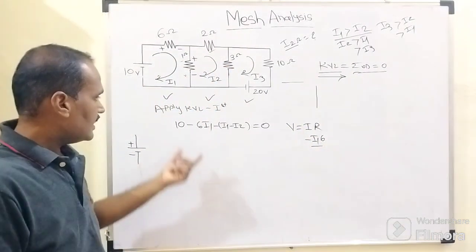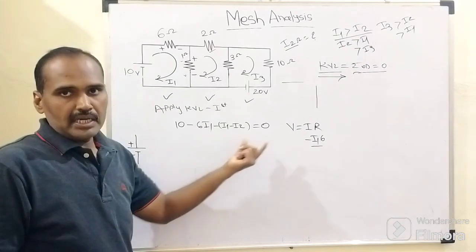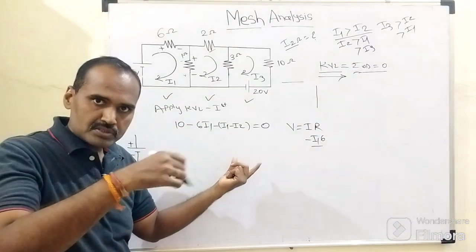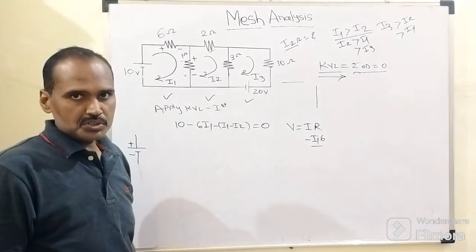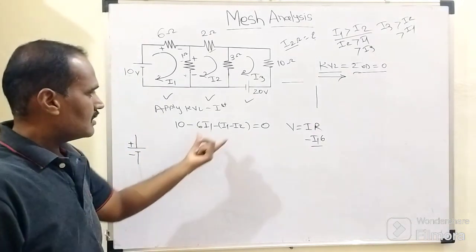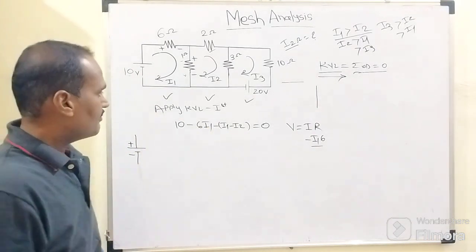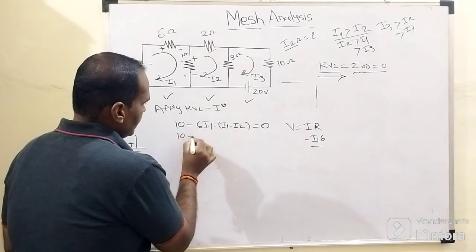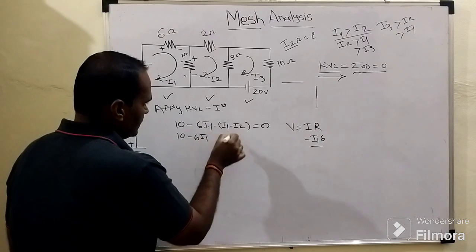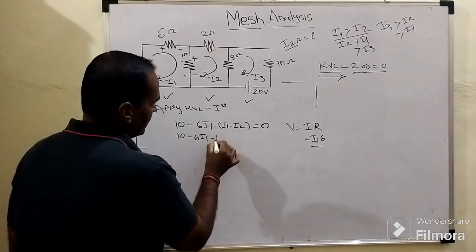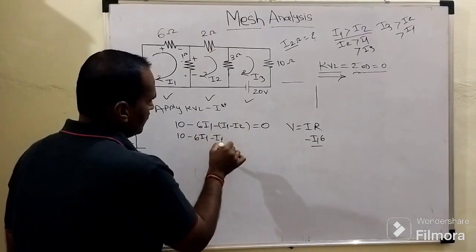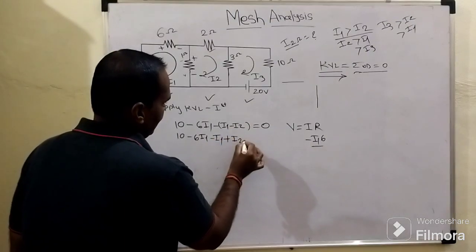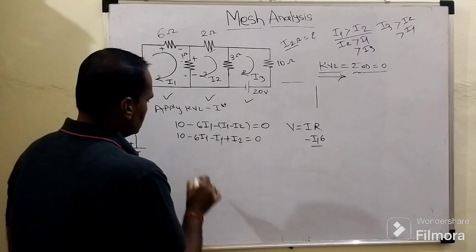What KVL says is that the ohmic drop across each and every element, or the algebraic sum of all ohmic drops belonging to that closed conducting path, is equated to 0. Then after that we need to rewrite that equation. Simple mathematical simplification or manipulation we need to do. So it will become 10 minus 6 times I1. This minus will get multiplied with the parenthesis. So it will become minus I1 plus I2 equals 0.